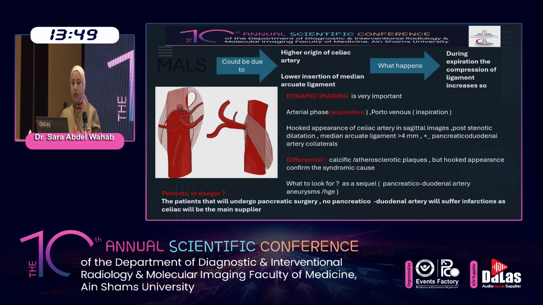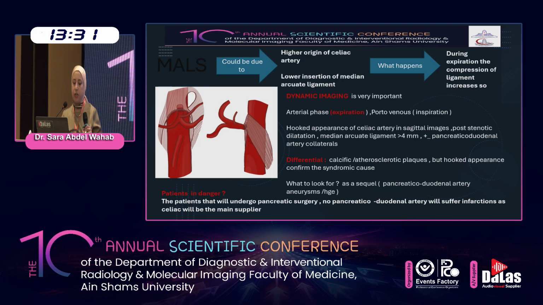Arterial phase acquired during expiration and portovenous phase during inspiration, the hooked appearance of the celiac artery in sagittal images, post-stenotic dilatation of the celiac artery, median arcuate ligament more than 4 mm, plus or minus pancreatico-duodenal artery collaterals.